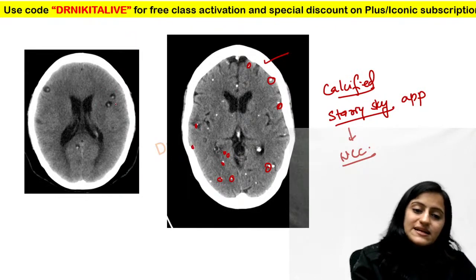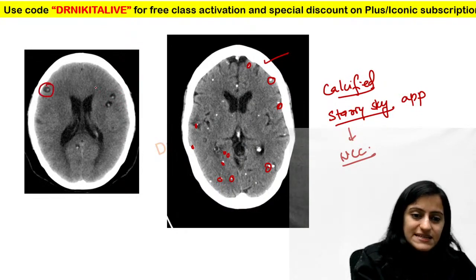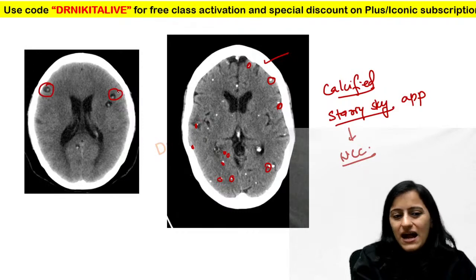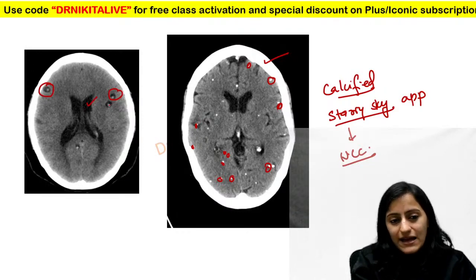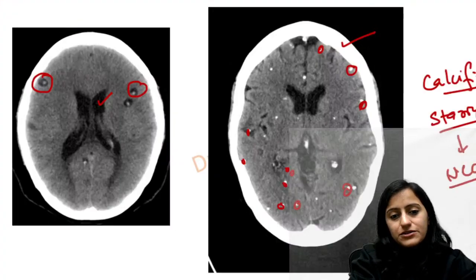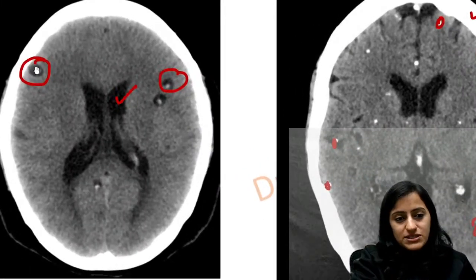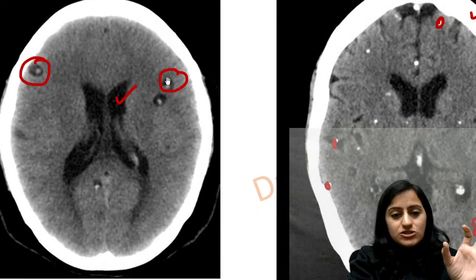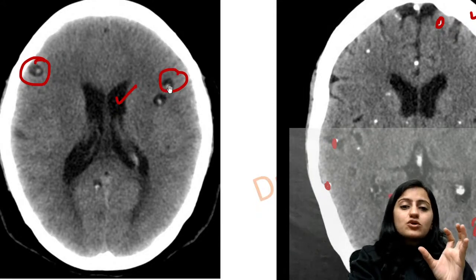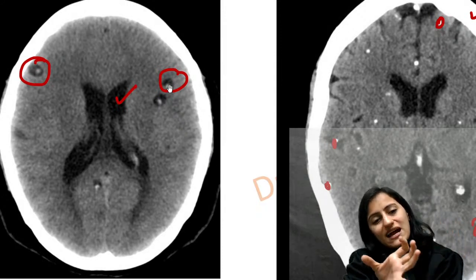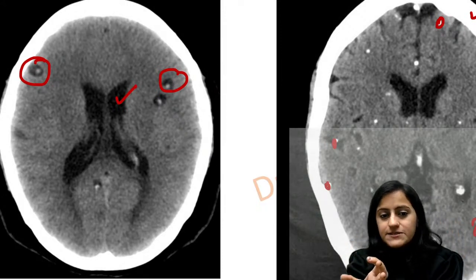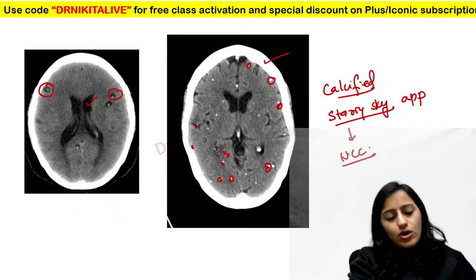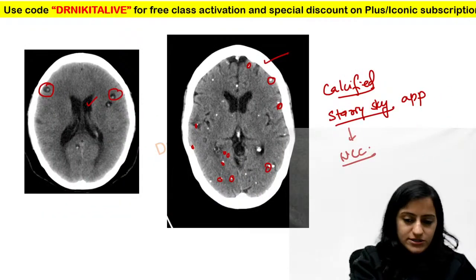Here, what tells us that this is neurocysticercosis? Because you can see the lesions are black, they are dark like CSF, and within the lesions you can see the white dot. So in this image, dark like CSF, and the dot represents the scolex of Taenia solium. So this is a cyst with a scolex, that is neurocysticercosis. Okay, this is neurocysticercosis.